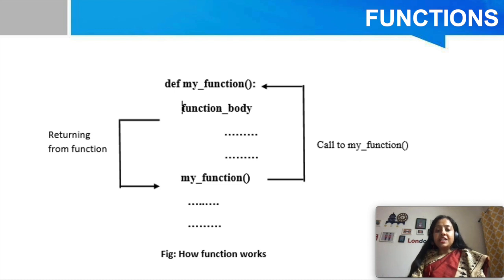This is the basic structure of a function in Python programming. As you can see, it will start with the def keyword. Then we write the name of the function, which is my function here. Then we give parameters inside this bracket, followed by a colon. Then we write the function body. And afterwards you can return some value from that function. Here we have called the function. This is the basic structure.